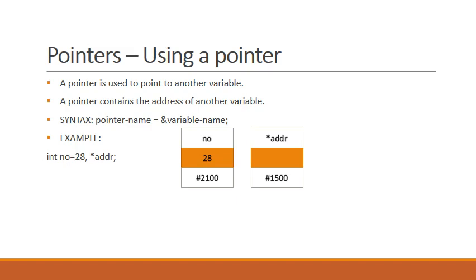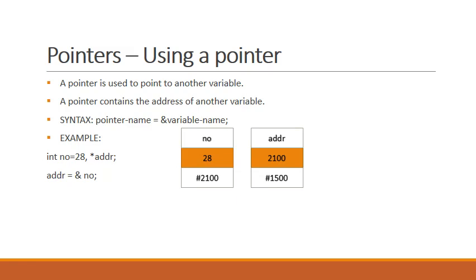addr is empty. Now when you give this statement, addr is equal to ampersand no, what should happen? The address of no should be stored in addr. The address of no is nothing but 2100. So addr gets the value 2100.